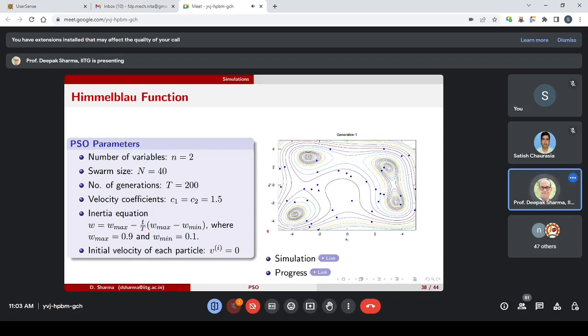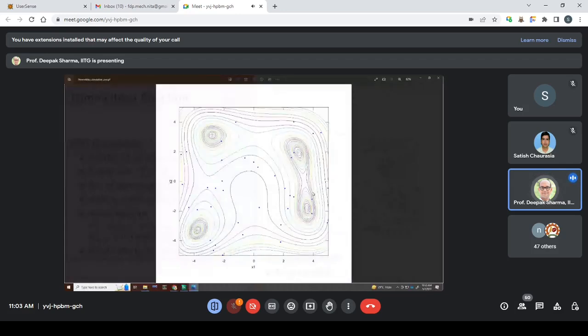On the right hand side, we can see the blue dots, which are the initial particles generated randomly in the x1 and x2 plane, and these are the contours. These small four circles are the optima. Let us see how PSO is going to solve this particular problem.